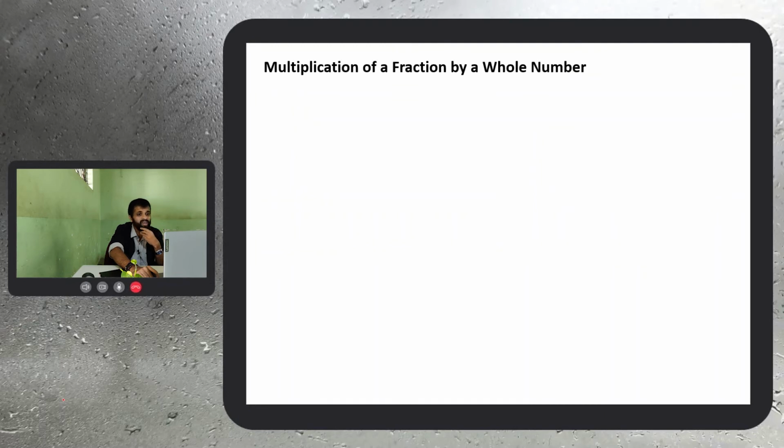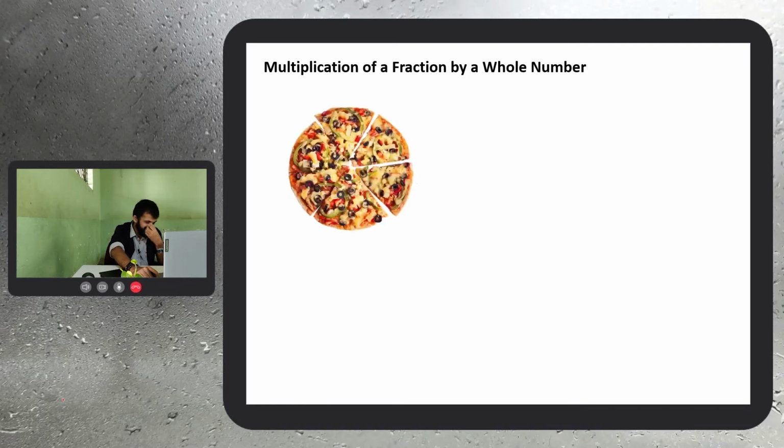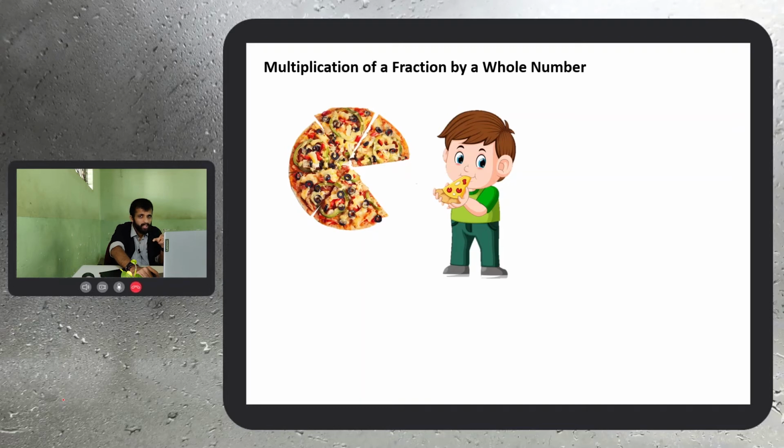Multiplication of a fraction by a whole number. So I have a fraction and I have a whole number. I will multiply them. Again, the same pizza, I gave you 1 piece, right? And you ate it. And then you said, you know, I like this pizza so much. So how many pieces do you actually eat? You ate 1/6 of that pizza. Right? So 1 piece out of those 6 pieces.